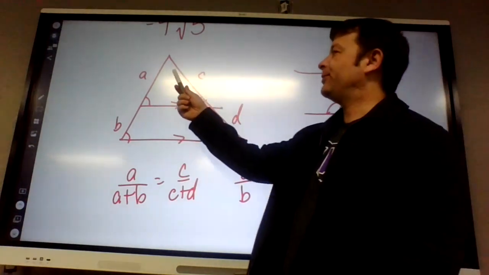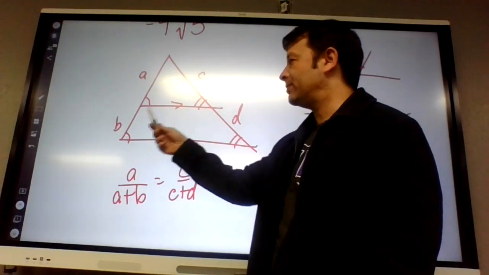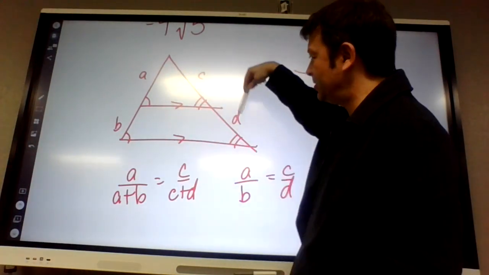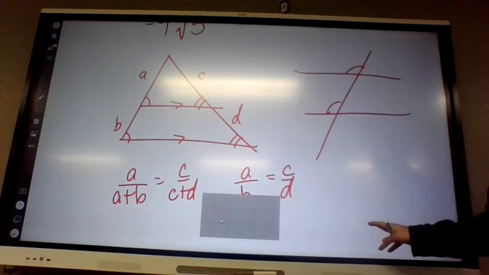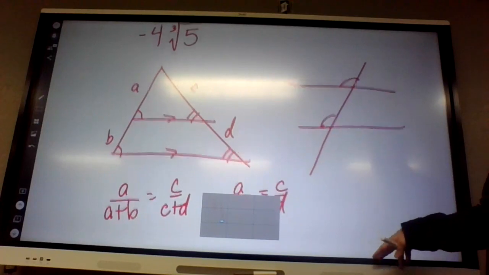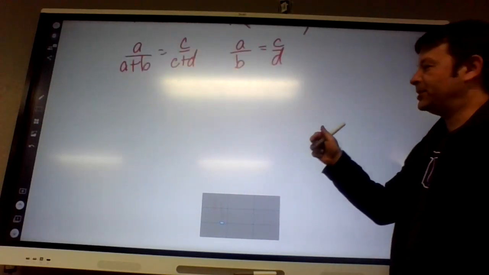So that's the new thing. And you can do it a lot of different ways. You can say A over C equals B over D, or B over A equals D over C. As long as you follow the pattern, it works. It's with all ratios.